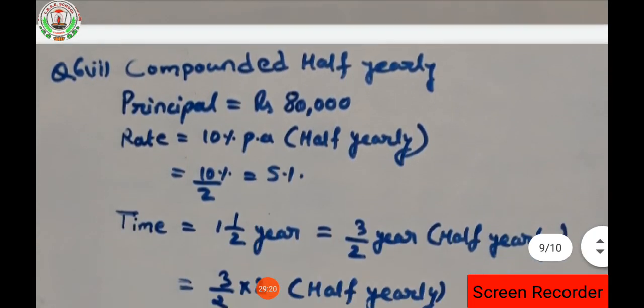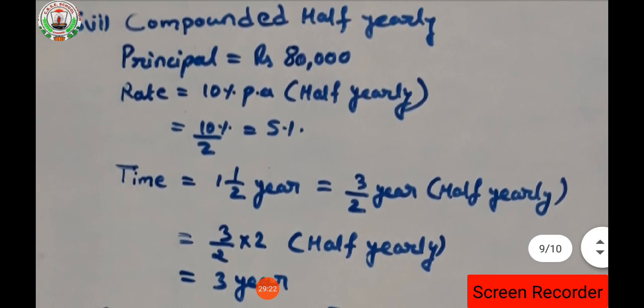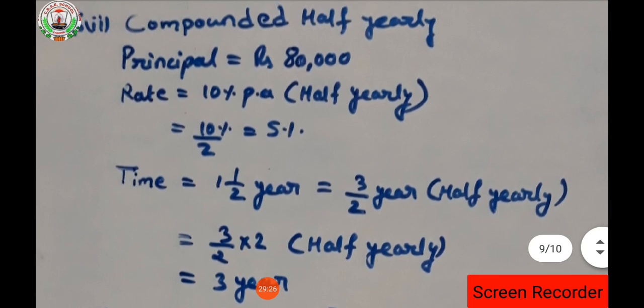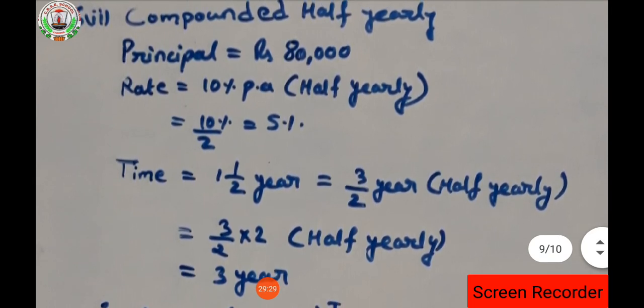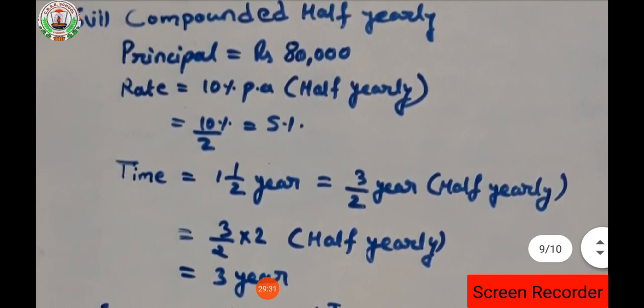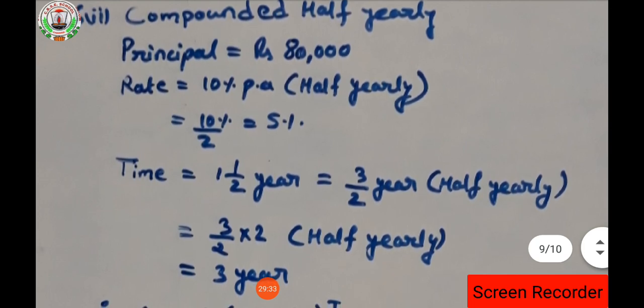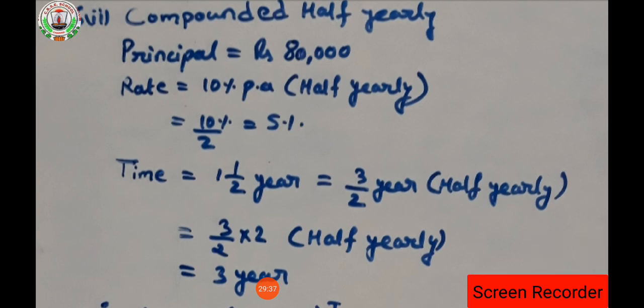Okay, now second condition in question number 6 is, it is talking about compounded half yearly. For that, principal remains same, rate of interest will be half and time will be double, as it is compounded half yearly. So if rate will become half, that means 10 divided by 2 will be 5%. Okay, and time will become double. As the time is given in the form of a mixed fraction, first we will convert it into improper fraction.